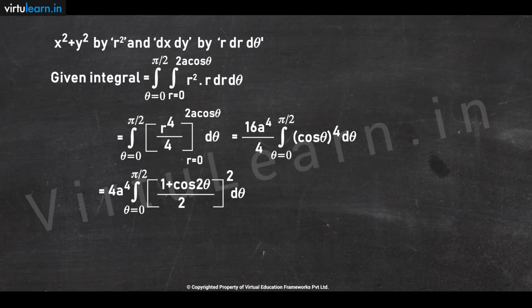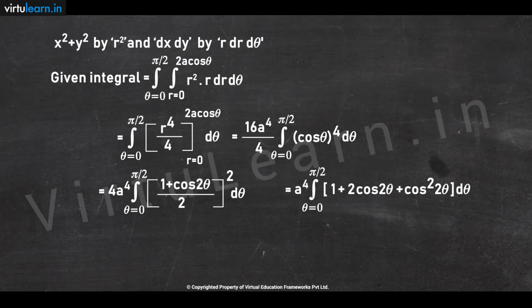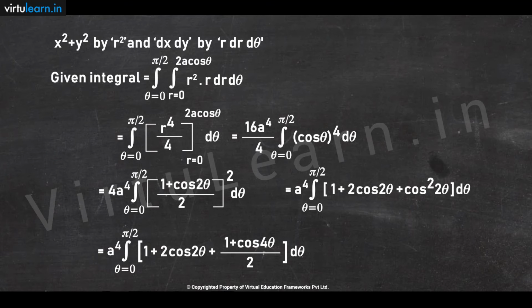Expanding this, we get a to the power 4 into integral theta is equal to 0 to pi by 2, 1 plus 2 cos 2 theta plus cos square 2 theta d theta. On integration again, cos square 2 theta is written as (1 plus cos 4 theta) by 2. So integrating this, we get the sine functions, sine 2 theta and sine 4 theta, which vanish at both the limits. Therefore, on simplification, we get 3 pi a to the power 4.